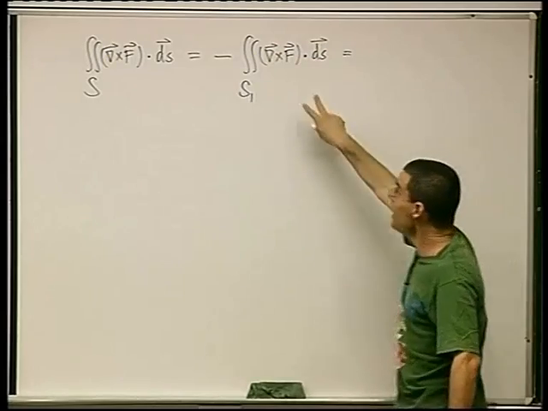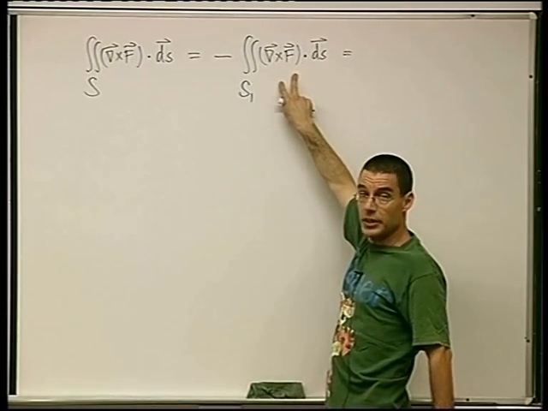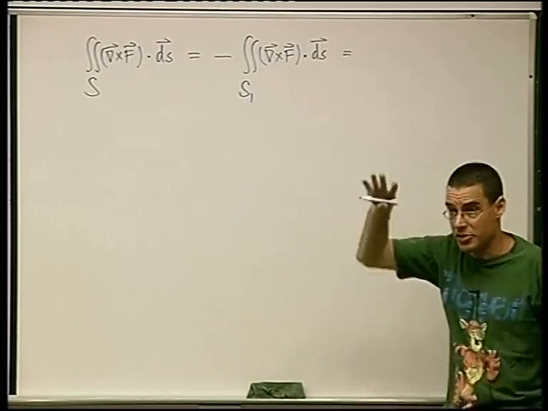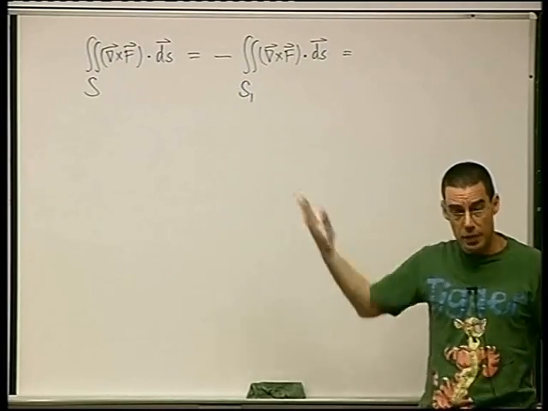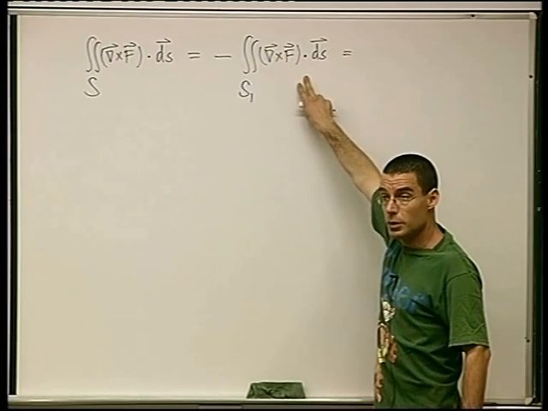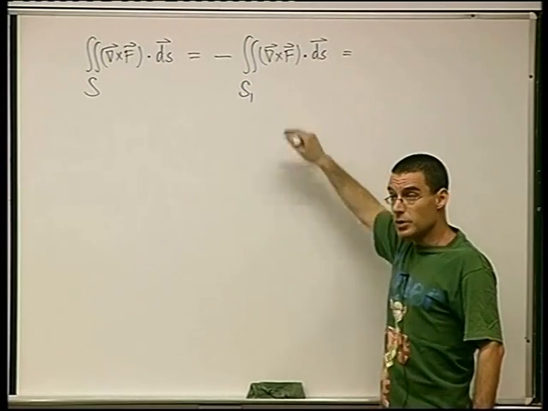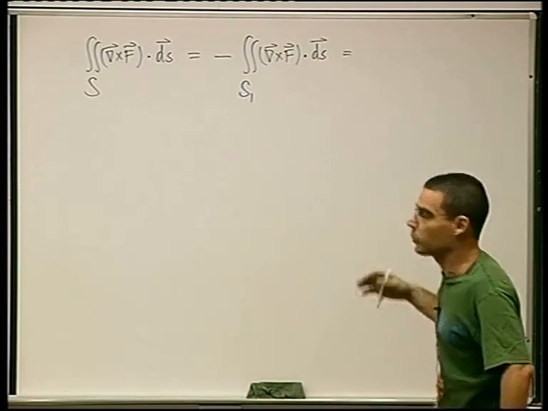And we're going to calculate this, and this is much easier to calculate because the surface here is just a disk in the xy plane. The normal is just 0, 0, 1. It's very easy to calculate this. Do you agree?